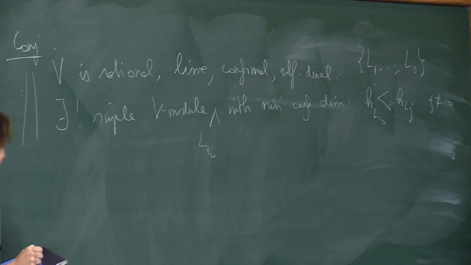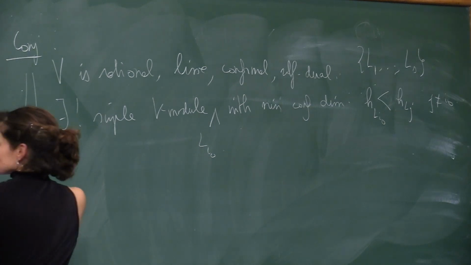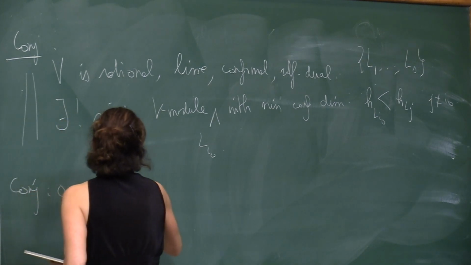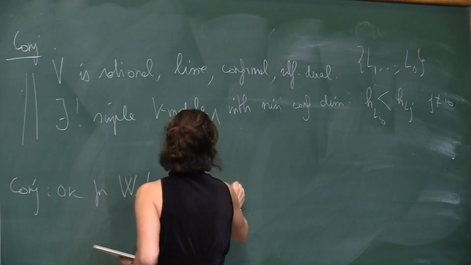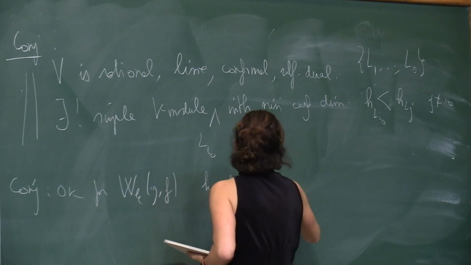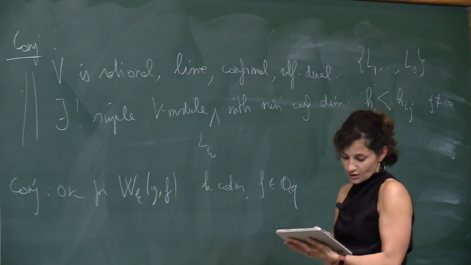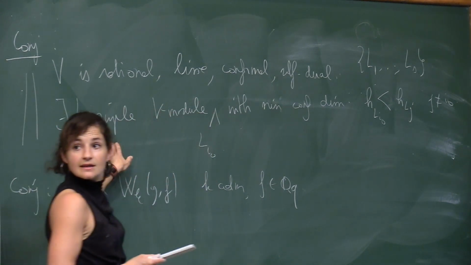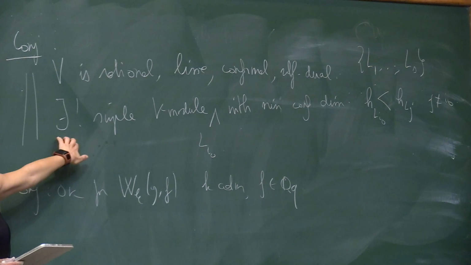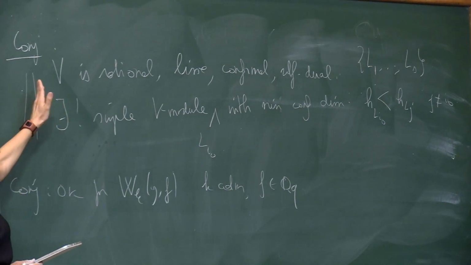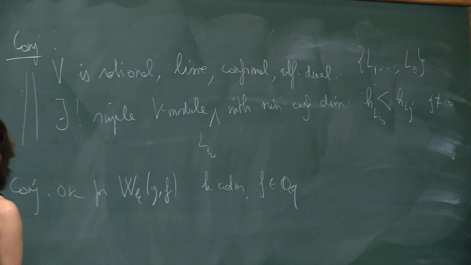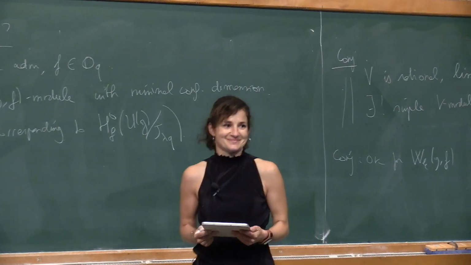Thank you. What I wanted to say is that this conjecture, for W_k(g, f) with k admissible and f in O_q, is nice because there is a result of Wang saying that if V is rational and satisfies this condition plus this one, then the category of V-modules is a modular tensor category. So in other words, if this conjecture is true, this means that we can drop that condition. And this is evidence for this conjecture. Okay, so now I stop here.